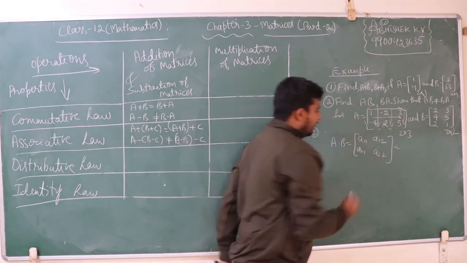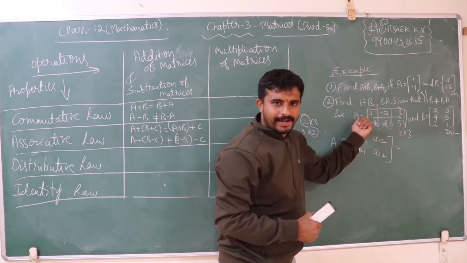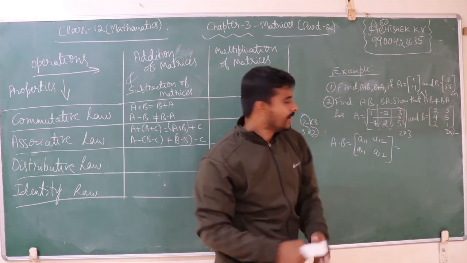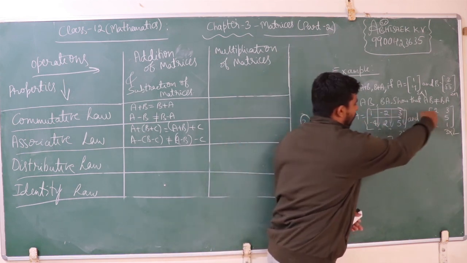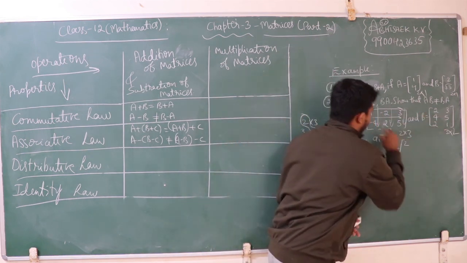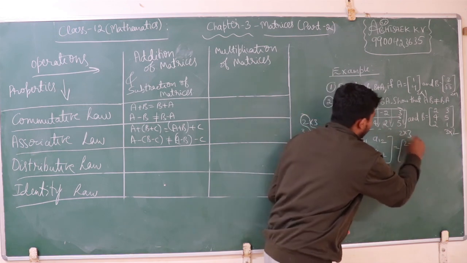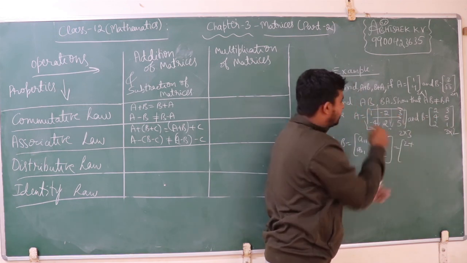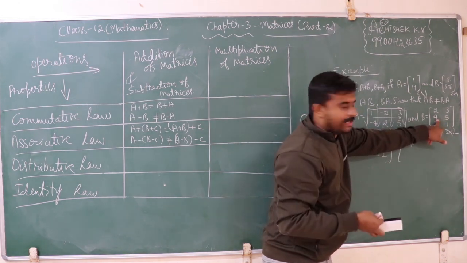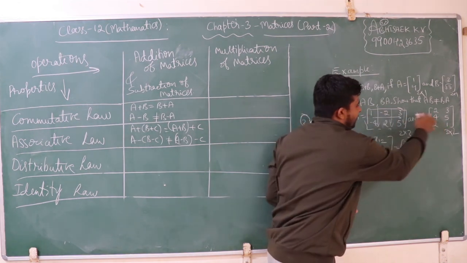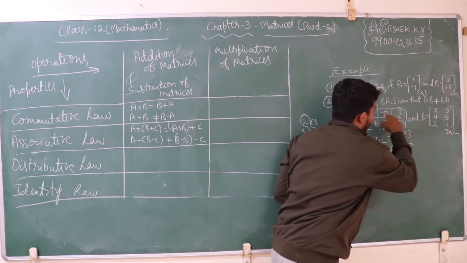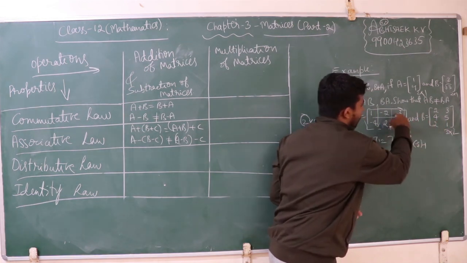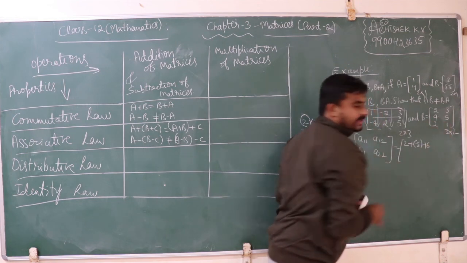Therefore, see, A11. How can we do this? Consider the first row of matrix A and the first column of matrix B. Multiply and add the corresponding elements. 1 into 2, 2, plus minus 2 into 4, that is minus 8, plus 3 into 2, 6. The row elements of matrix A should be multiplied by the column elements of matrix B.